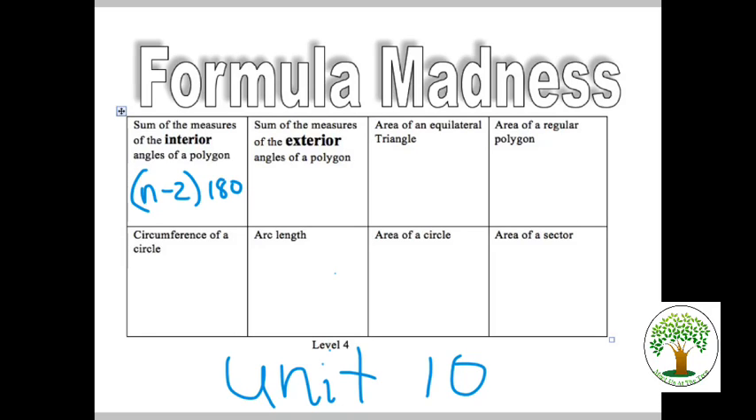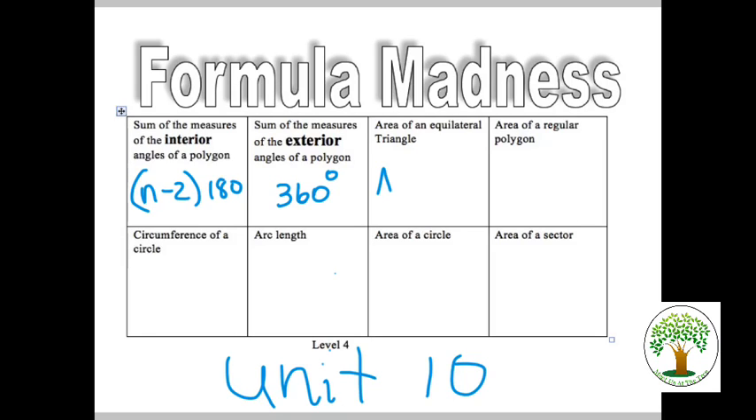Your next one is the sum of the measures of the exterior angles of a polygon. And those are always the same. They're always just 360. Next, we're going to talk about the area of an equilateral triangle.